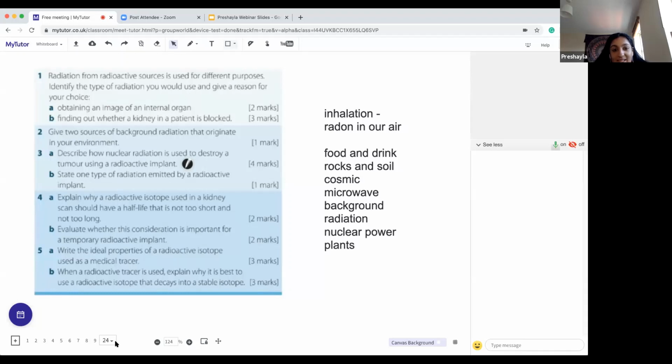Because as I said, the amount of harm that radiation can do to you doesn't just depend on the dosage, it also depends on the time that you're exposed for it. So we need to have one that is not too short so that we can take the image and not too long so that it decays quick enough.